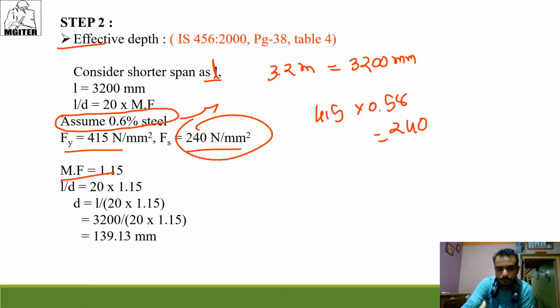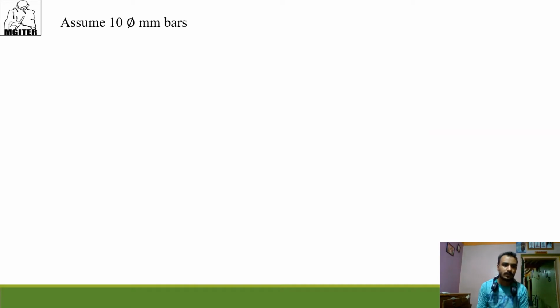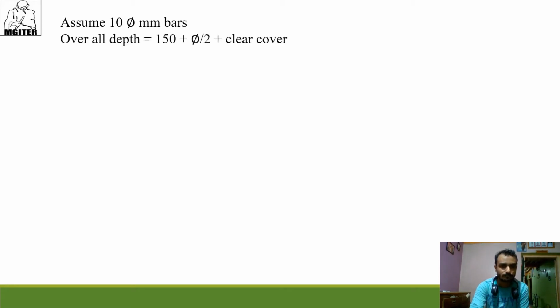139.30 mm. Okay. So the provided depth is 150 mm, more than 139.30 mm. Okay, so the effective depth we find out. Then after, we have to assume a 10 mm diameter bar. So the overall depth is 150 plus 10 by 2, which is 5, plus clear cover.